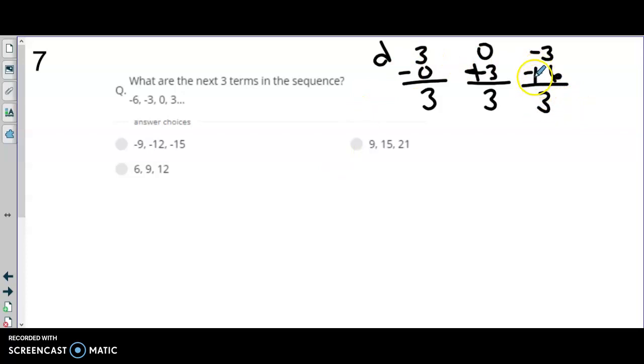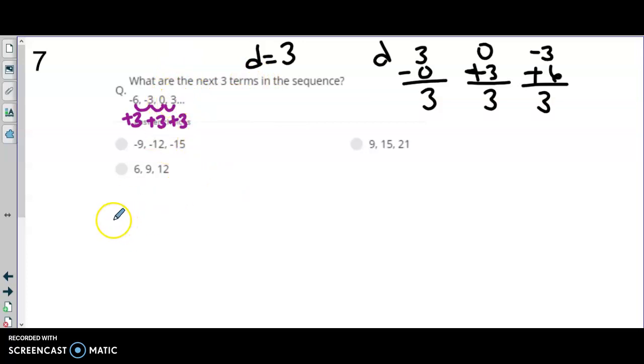So this does have a common difference because all of our answers when we subtract are the same. So our common difference here is 3. And what that tells you, and some of you could have looked at this and just figured that out right away, is that every time you are adding 3 to get to the next number, right? -3 plus 3 is 0. 0 plus 3 is 3. So if we want to find the next three terms, we just have to keep adding 3.